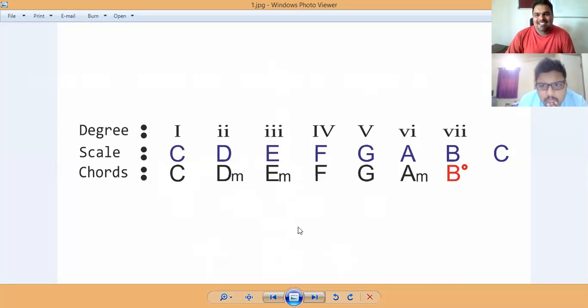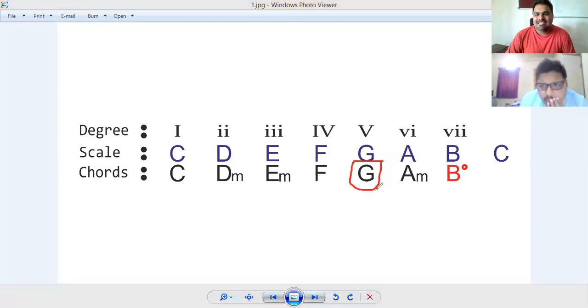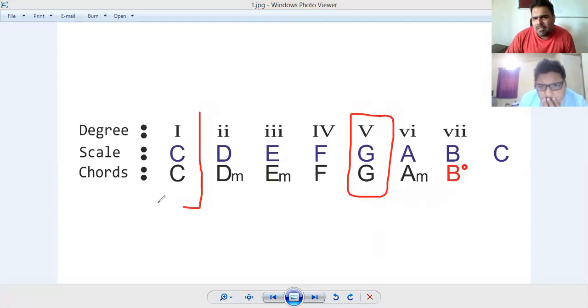Okay, and playing the G chord along with the seventh note, adding that note to it will make it a G seventh chord basically. This function is only possible with the 5 chord. And this is what makes the 5 chord very special, because it has a kind of a pull back to the 1.